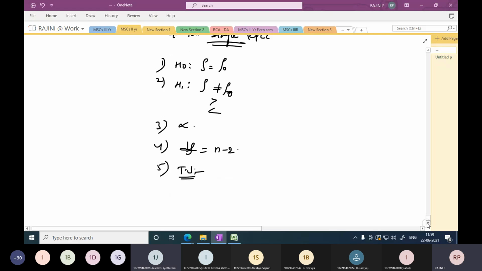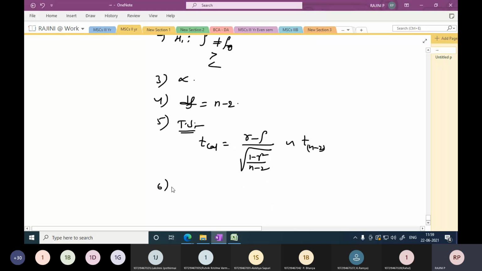t = (r minus rho naught) divided by the square root of (1 minus r square) by (n minus 2). This follows a t distribution with n minus 2 degrees of freedom. This is the formula. Next you find the table value, and next the conclusion.